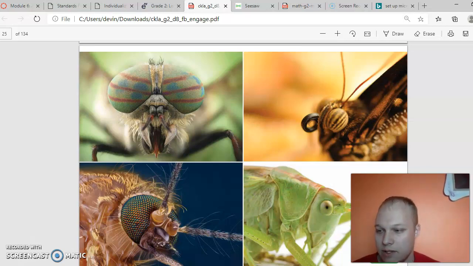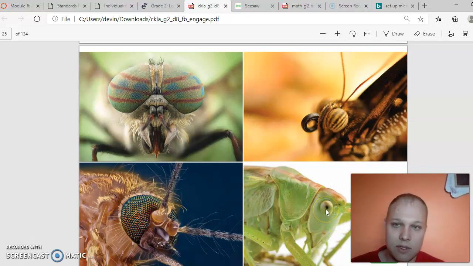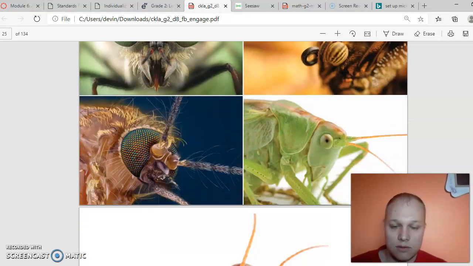What do you notice about the heads of these common insects? Do they look anything like yours? Do they have eyes? Yes, they do, but they're different from your eyes. For one thing, many insects have more than 2 eyes. Take a look at those different kinds of eyes. These ones look kind of similar to ours, but then these ones are crazy. Maybe we'll hear more about those later.